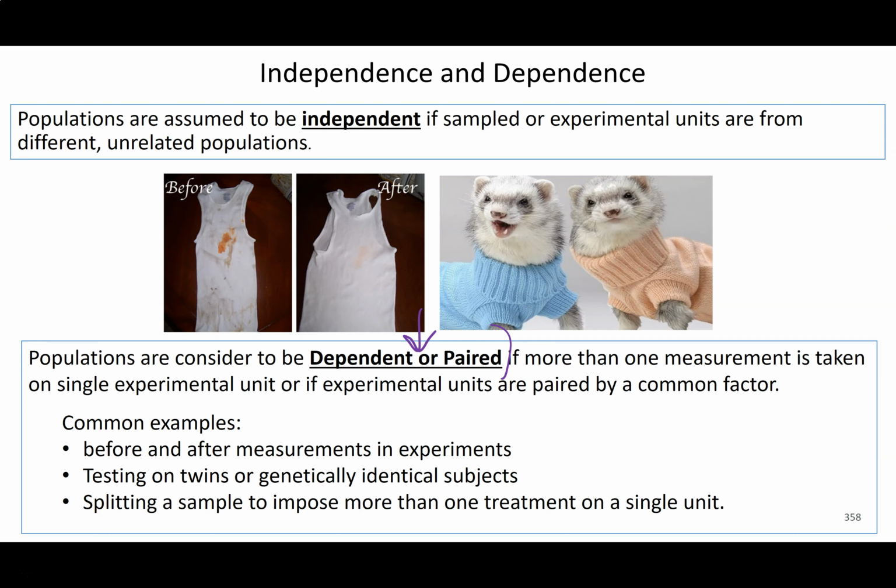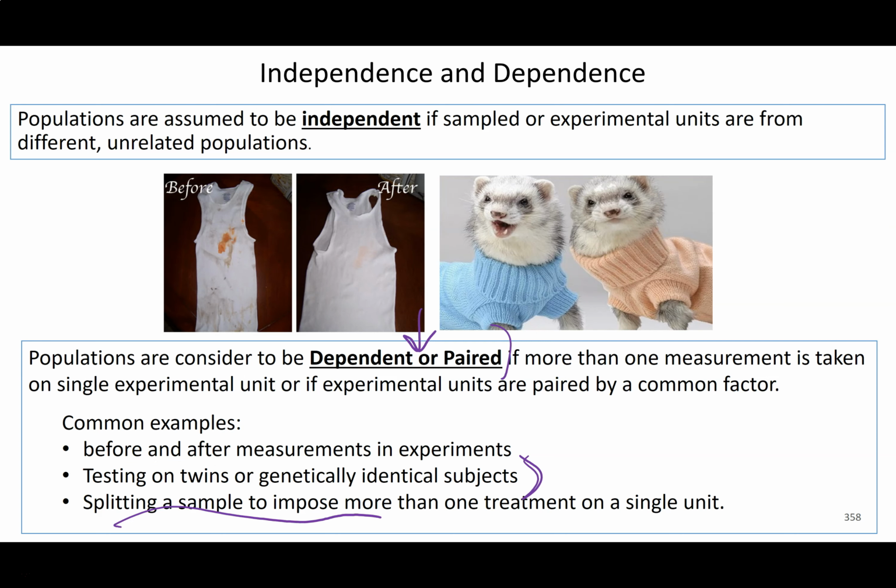The most common are like repeated measurements. So you might have before and after measurements. Like before and after a weight loss program, or before and after a SAT study prep program. Those are the ones you'll find online a lot. Testing on twins or genetically identical or very similar individuals. You'll definitely see sibling studies a lot. Twin studies, yes.